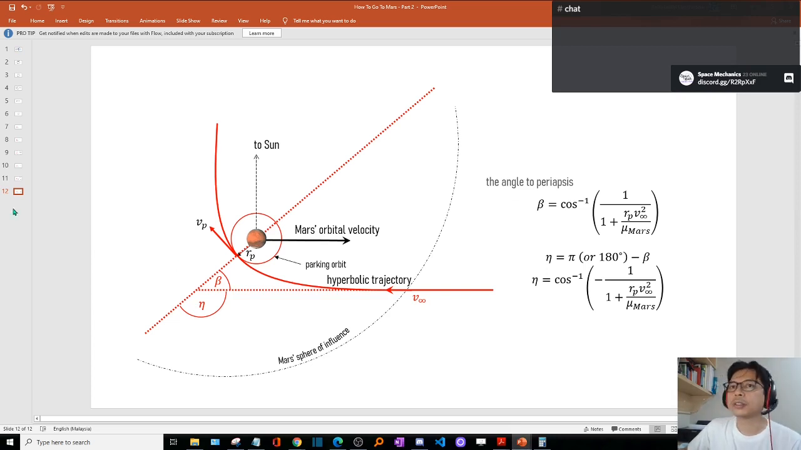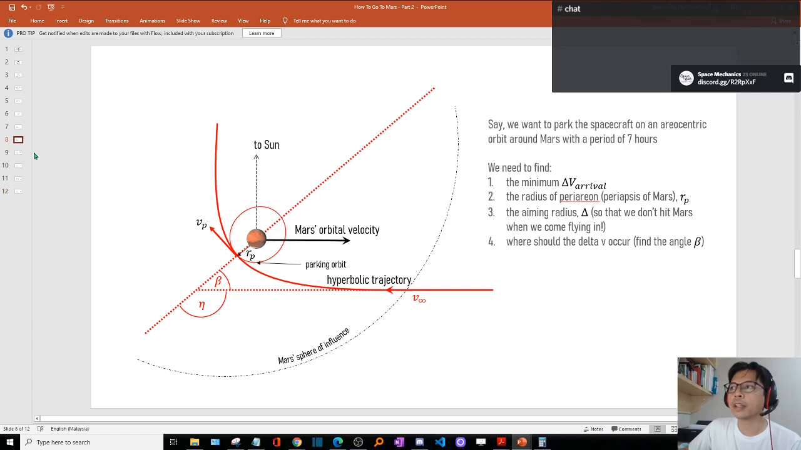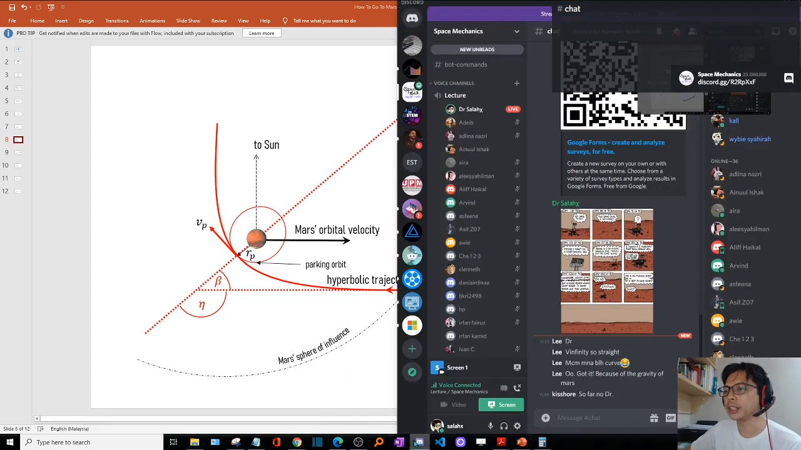All right. So with these 4 steps, I've broken this problem into 4 sub-problems. Now you can park yourself in this orbit right here. What you do next is up to you. If you want to change your parking orbit into a more useful orbit, whatever, it's up to you. So I'll attend to any questions that we have.